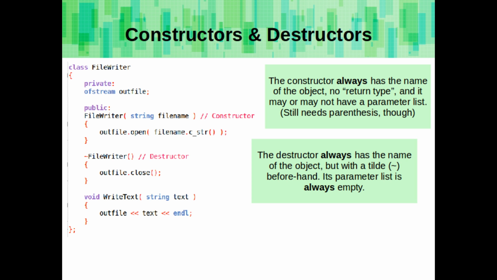The constructor always has the name of the object and no return type. It may or may not have a parameter list, but it still needs the parentheses either way. The destructor always has the name of the object, but with a tilde beforehand. Its parameter list is always empty.